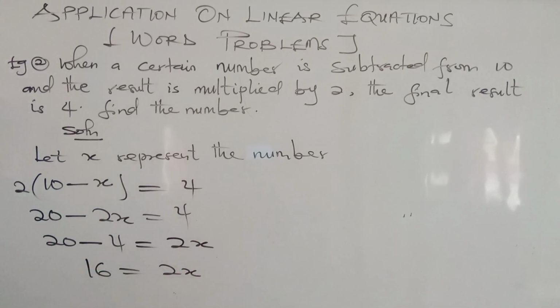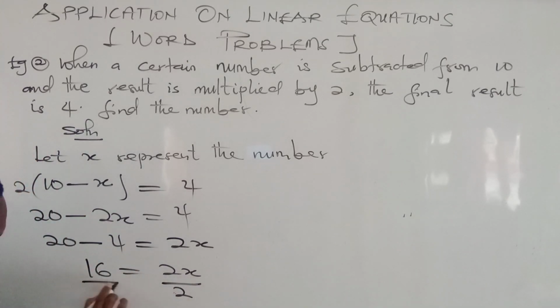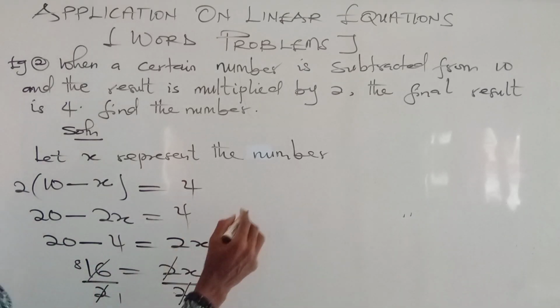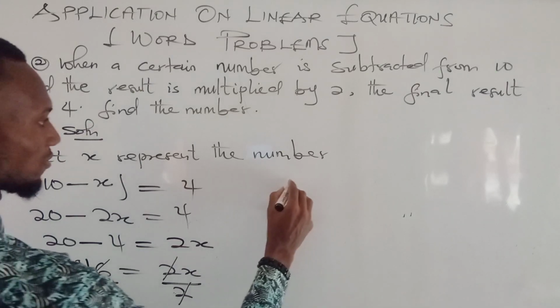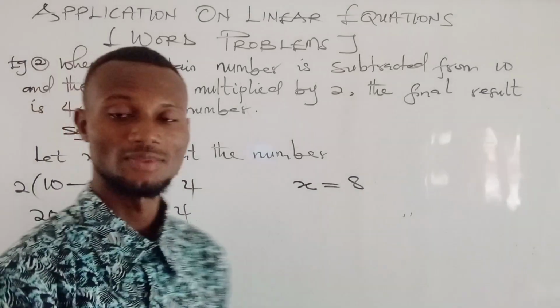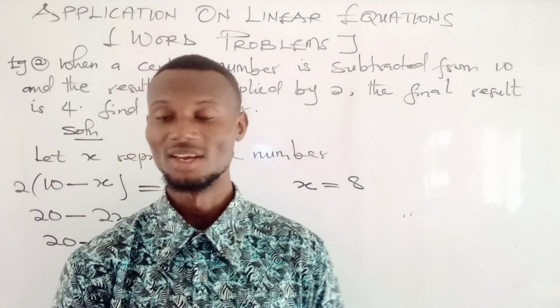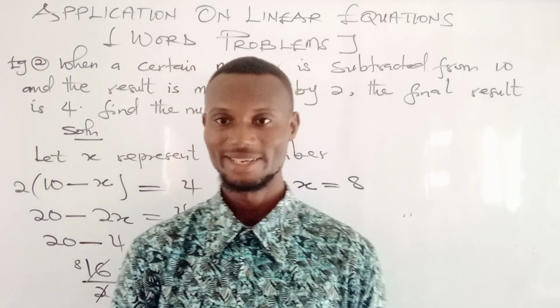For me to get the value of s, I'll divide through the equation by the coefficient of s, which is the 2. So I'll divide here by 2, and I'll divide here also by 2 so that this 2 and this 2 will cancel. 2 goes into 2 once, 2 goes into 16 8 times. So finally you will get your s equals to 8. So we've gotten that number that you are looking for, and that is 8. The number that the question is asking us to find is 8.